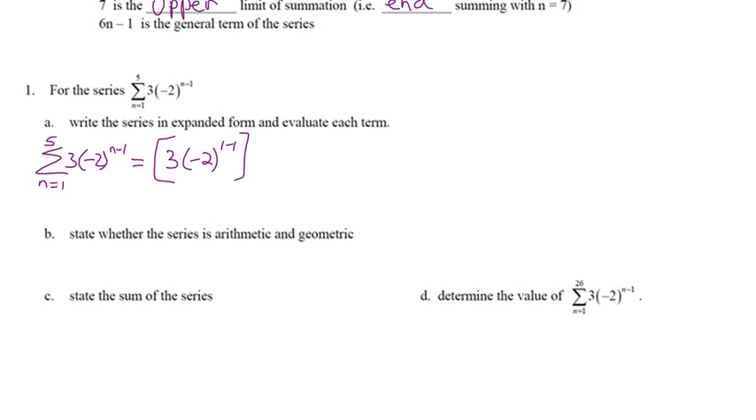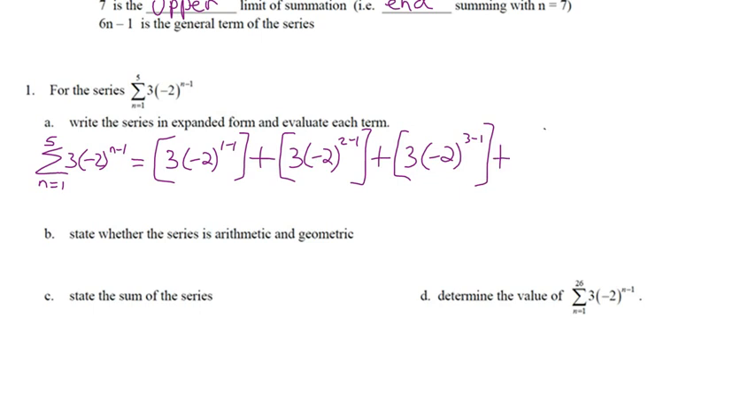Summation notation says you then add, right? So we go plus, and now we make n equal to 2. So we go 3, negative 2 to the 2 minus 1. And then we make n equal to 3. 3, negative 2 to the 3 minus 1. And then we make n equal to 4. 3, negative 2 to the 4 minus 1. And then we make n equal to 5. 3, negative 2 to the 5 minus 1. So that's the expanded form of that series.